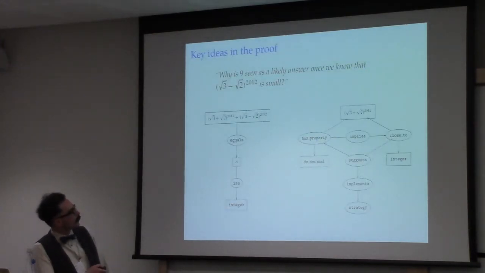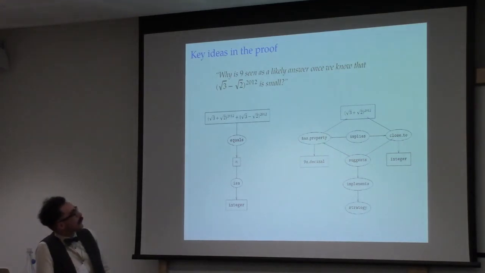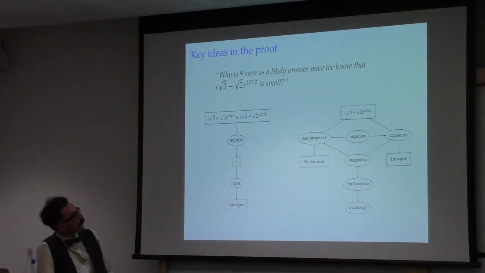So here are the key ideas in the proof, rendered as graphs. So why is it that 9 is the likely answer once we know that this thing is small? Well, we know that this thing is close to an integer.